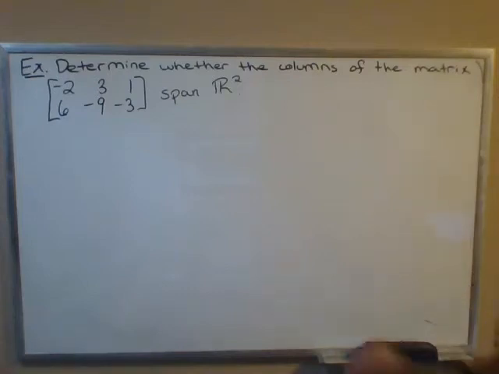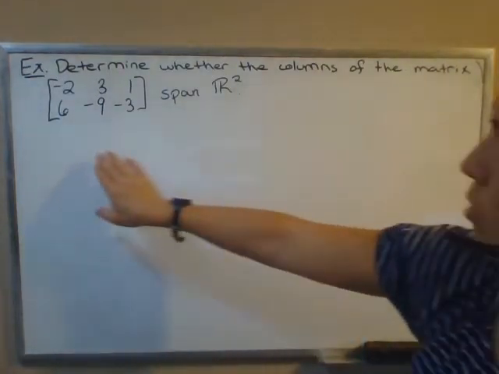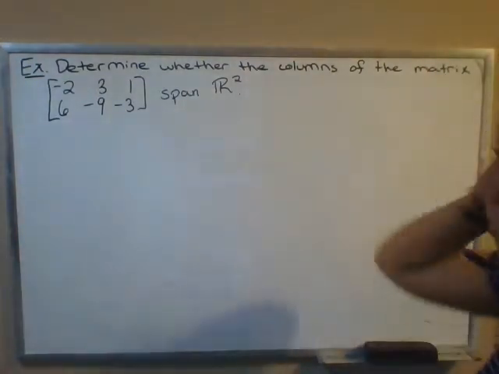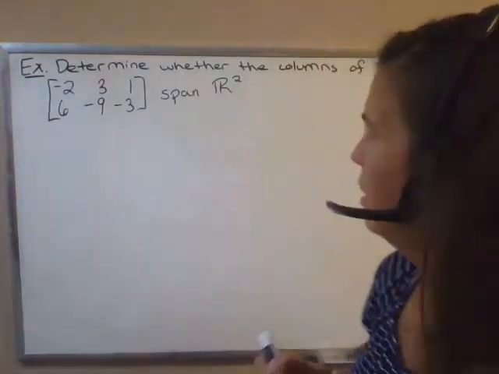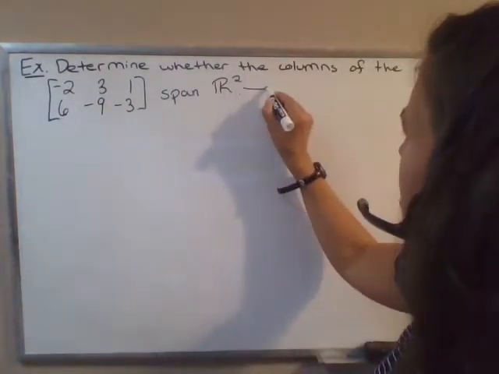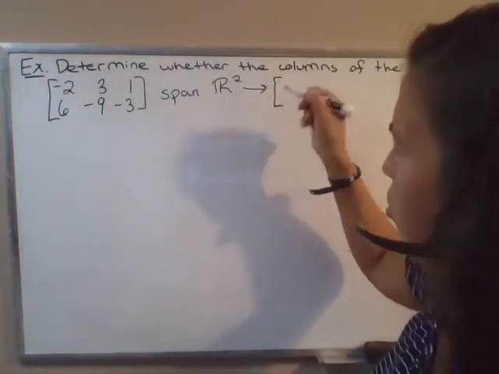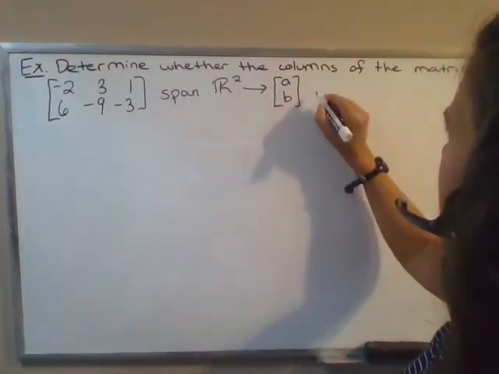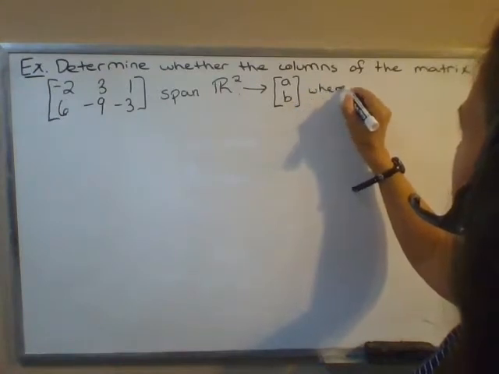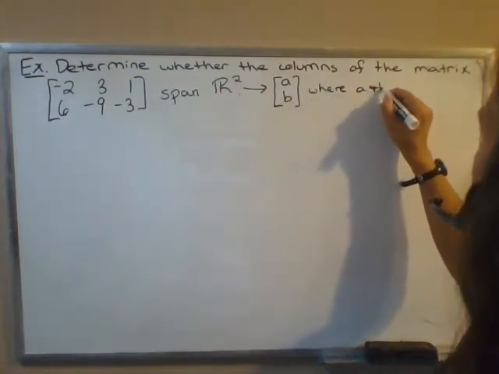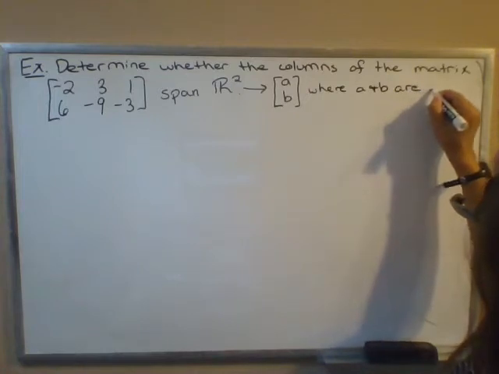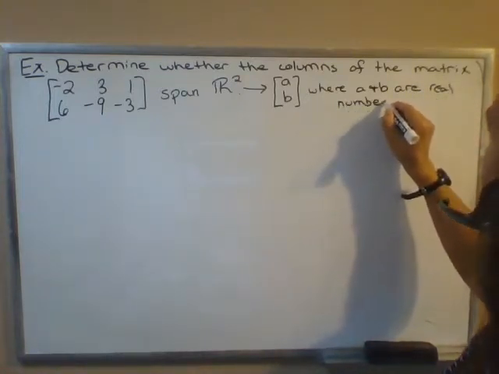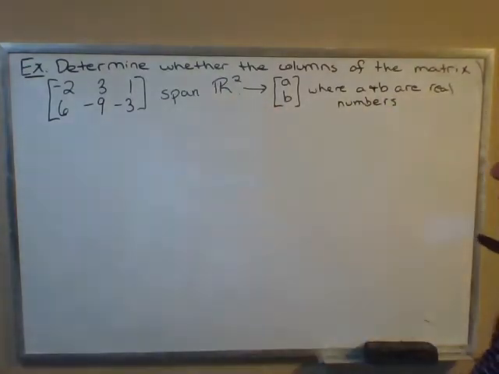In this example, you're asked to determine whether the columns of this 2 by 3 matrix right here span R2. So I want to go over a few things at the outset here. First of all, R2 describes all two-component vectors, where the components, let's call them A and B here, are real numbers. Okay, so that's what we're talking about when we write R2, like this here.